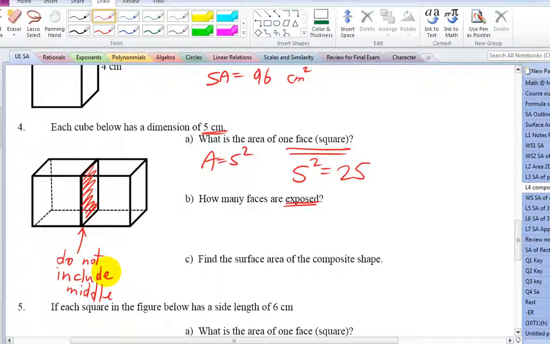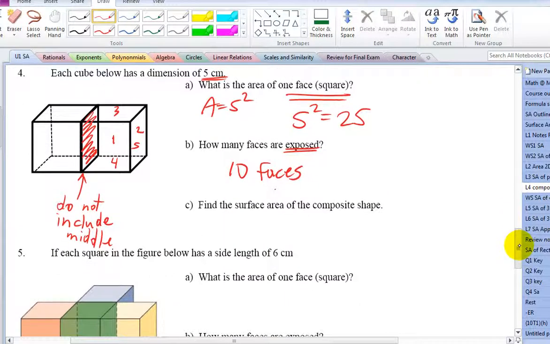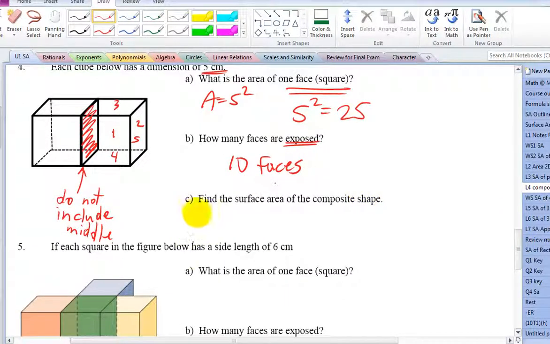Oh, Sarah, what do you think? 10? What? 1, 2, 3, 4, and 5. The other cube would have the same. 10, exactly. There's going to be 10 faces. So if each one is 25, what would be the surface area? 250. Okay, so you have 250.